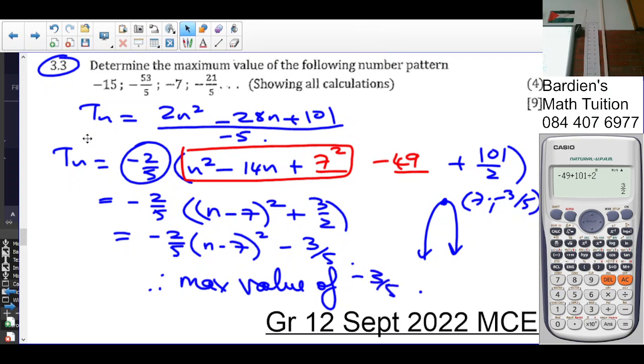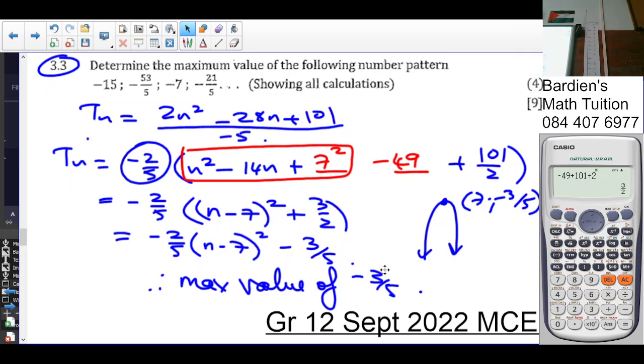I'm sure I'm applying the turning point, which is minus b over 2a, substituting back would be easier. Or even easier than that would have been, you apply your derivative, solve for n, you'll get 7, and then substitute n back into the original function for Tn, which is 2n squared minus 2 into 8n plus 101 over negative 5. You would also get negative 3 over 5. Okay? All of that will get the full mark.